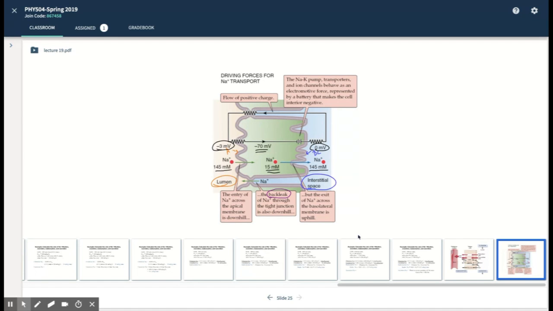So how do you restore some of that sodium? You have it leak back through along its electrical gradient. There's no chemical gradient here because the concentration in the interstitial space and in the lumen is the same. It's strictly an electrical gradient, and this is in the proximal tubule. That's going to change as we get down into the loop of Henle.